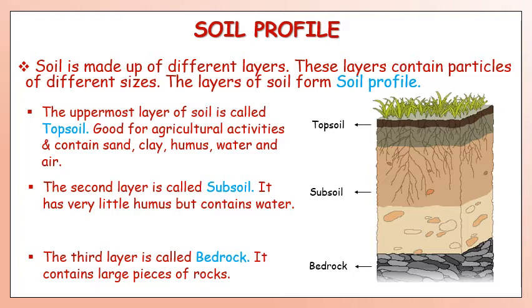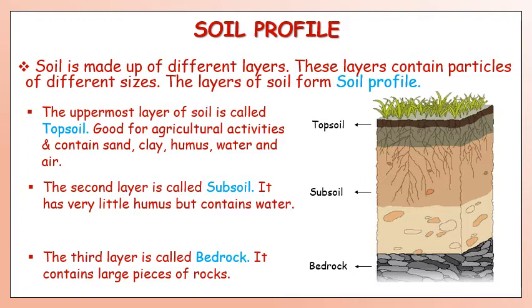First is topsoil. The uppermost layer of the soil is called topsoil. Almost all agricultural activities are done in this layer. This layer contains tiny particles of sand, clay, humus, water, and air. And you have already studied that humus makes the soil fertile. Plants get essential nutrients from this layer.